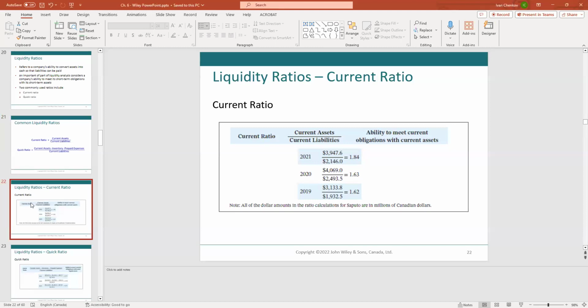Did they improve on the current ratio or get worse? Improving. Definitely improving. Why? Because the current ratio started growing. Their current assets started increasing, even though, as you can see, the current liabilities increased too.